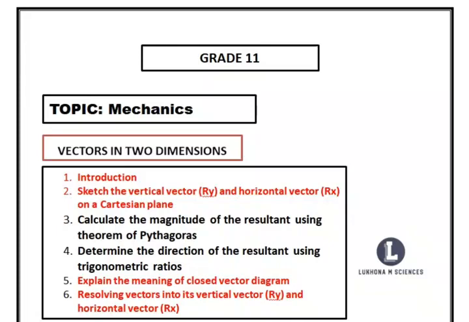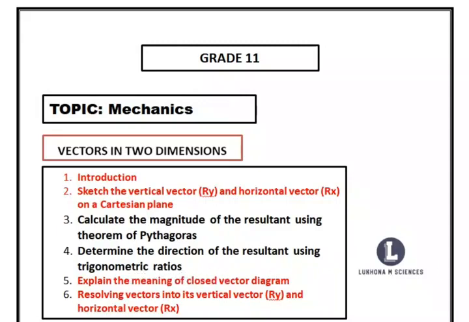Hello, grade 11s. We are still on mechanics, vectors in 2 dimensions. Now we are on video number 2. We are going to calculate the magnitude of the resultant using the theorem of Pythagoras, and also determine the direction of the resultant using trigonometric ratios.